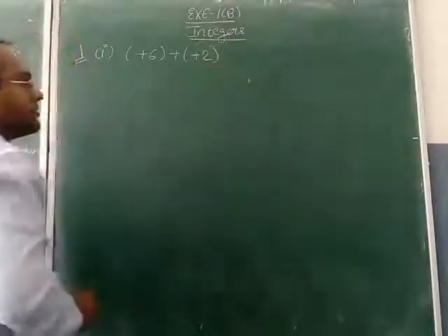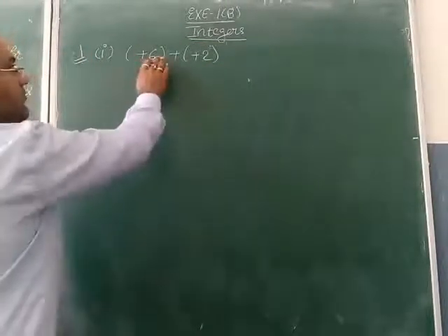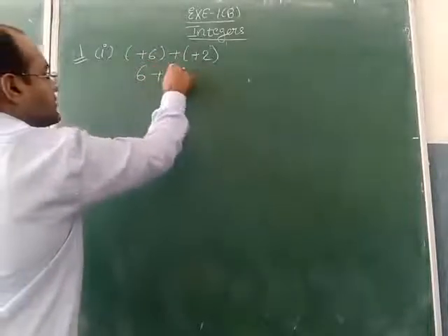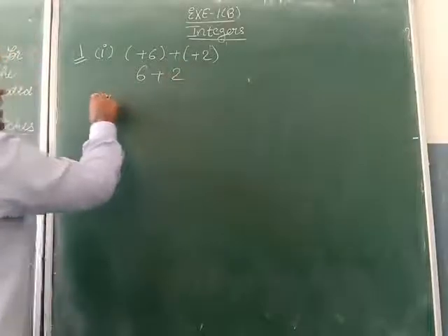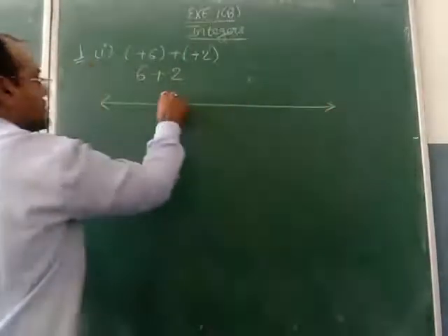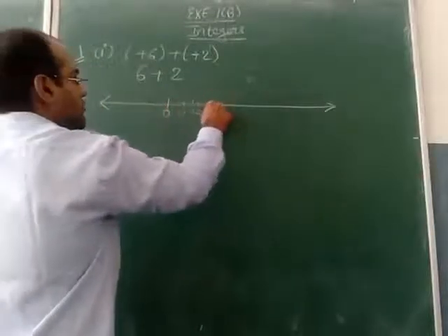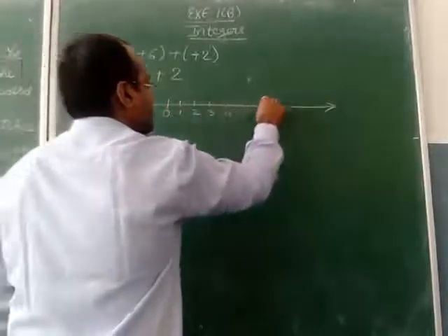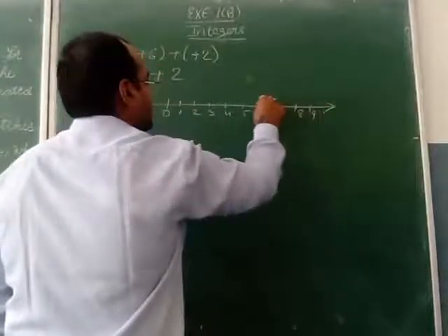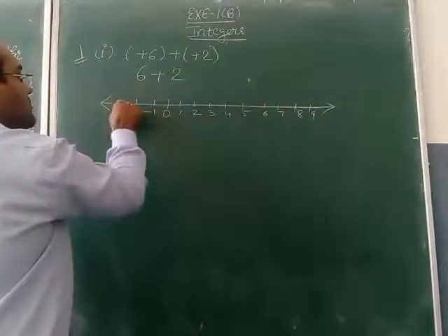This is the question. First of all, what do you have to do? First of all, we have to remove the bracket. When we remove the bracket, this is 6, plus and plus, the answer will be plus 2. So 6 plus 2 we have to add with the help of the number line. So in order to use the number line, what do you have to do? Here we will put 0, 1, 2, 3, 4, 5, 6, 7, 8, 9. Here we will take negative numbers -1, -2, -3.